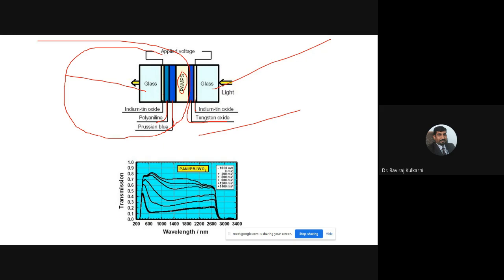So you can regulate this. If you change the voltage, you can regulate how much light enters the building. See, if you apply 1800 millivolt, 0 millivolt, 200 millivolt, you can vary the light intensity entering the building. So this is about switching glasses. It's one of the best discoveries nowadays. Most of the green buildings are using these switching glasses.